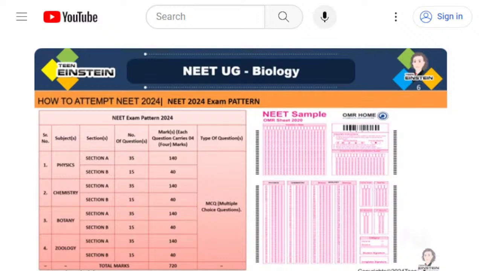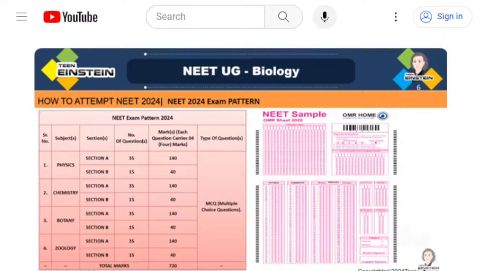So here we need to say that each subject: physics, chemistry, botany, zoology. The 3rd and 4th together make biology. In that you will get 35 questions in section A, and in section B 15 questions. In zoology, section A 35 questions, and section B 15 questions. In physics you will get 35 plus 15, and in chemistry you will get 35 plus 15.